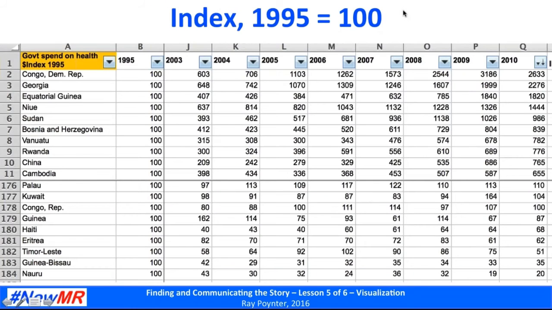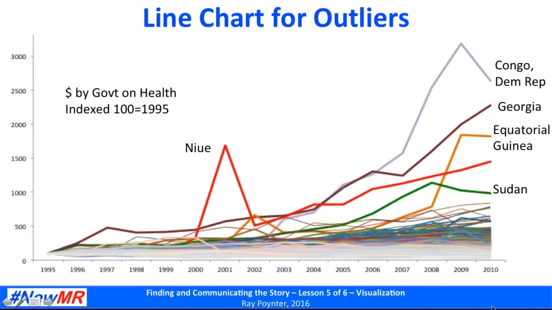So the next thing we can do is index the data. When we index the data, we say, let's set 1995 to 100. For every single country, let's set the 1995 data as 100 and see what happens to the data. We can still sort and rank the data in different ways, and have a look at what patterns are happening. And here is a chart that you certainly wouldn't use with a client.